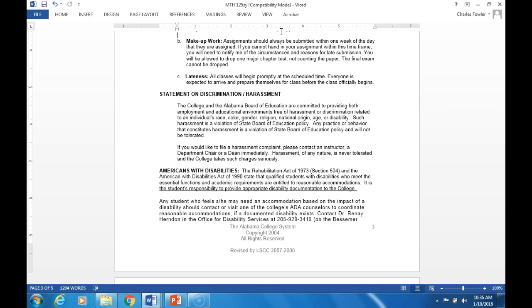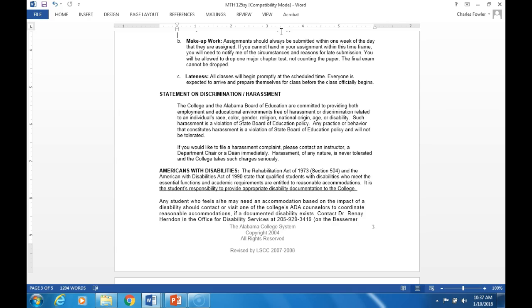Now, the statement on discrimination and harassment, you see this on every syllabus, so hopefully you don't need it again. I wrote it. I'm going to emphasize something and expand something a little bit. The thing to emphasize is this: any practice or behavior that constitutes harassment. Now here I'm going to expand. Harassment, discrimination, I count, including with this, bullying. Okay? If any of that is happening, that's all under this word harassment.